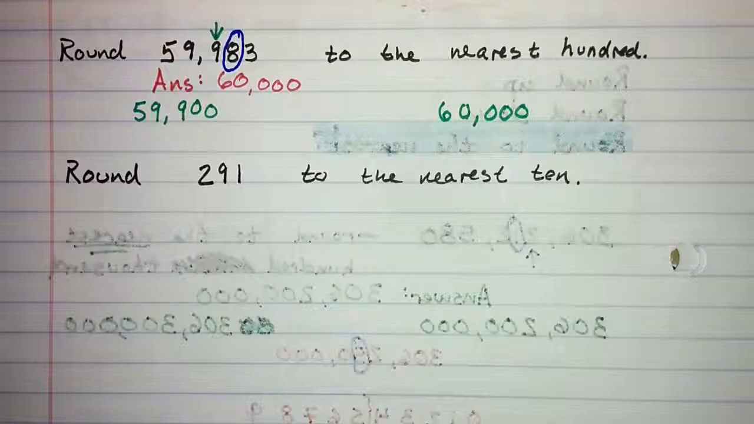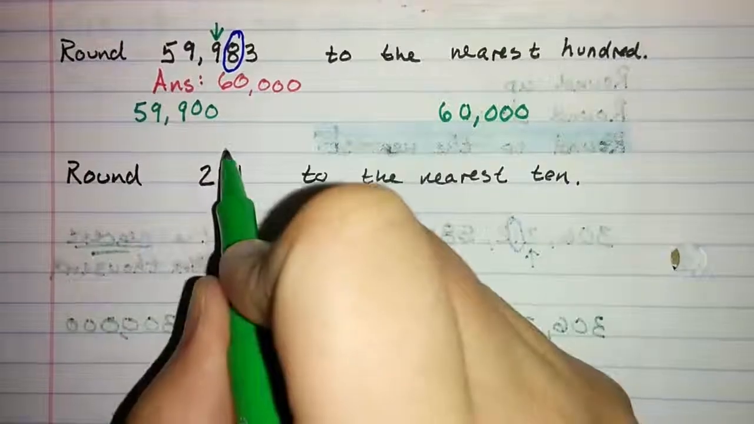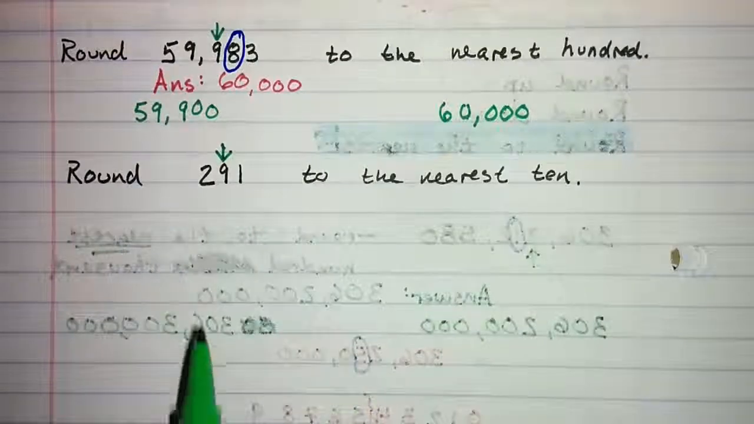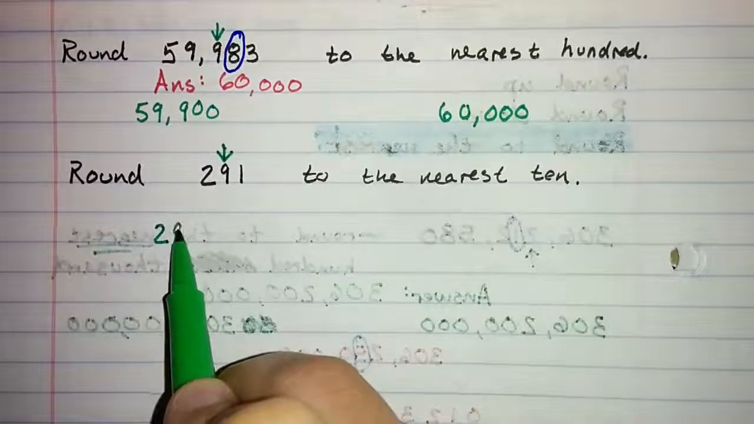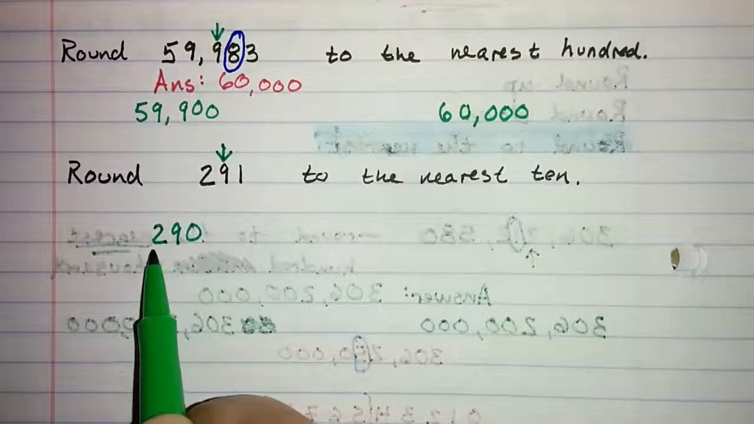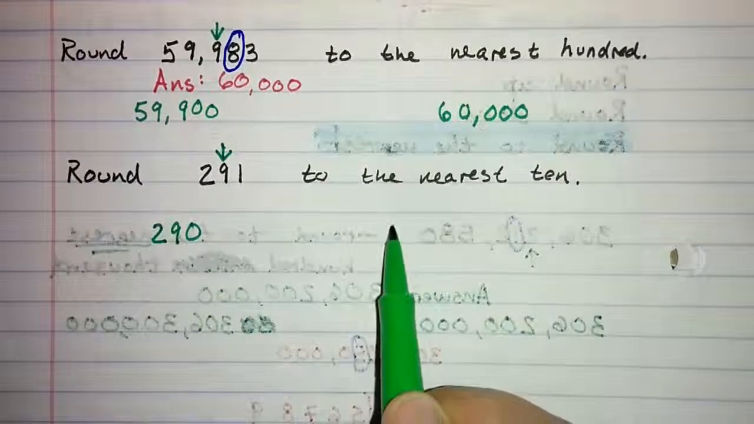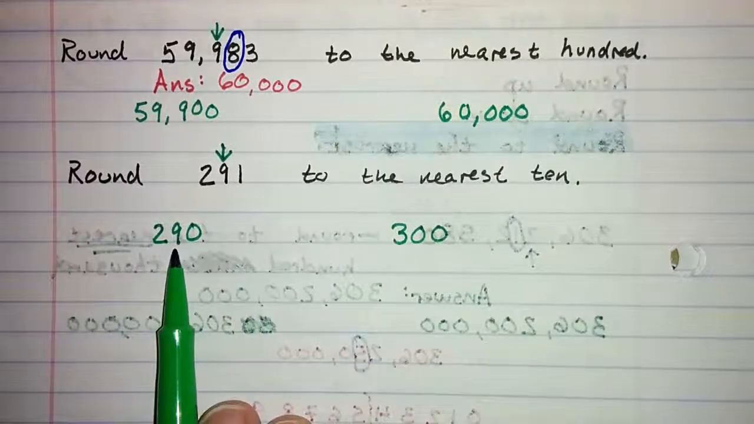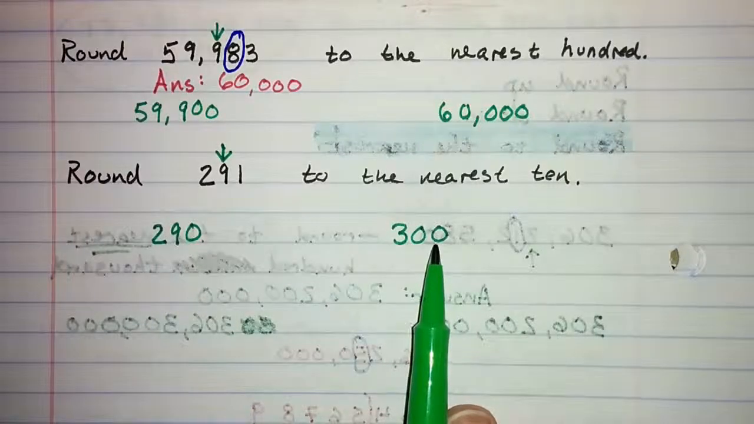Round 291 to the nearest 10. Pause the video and try this now. Okay, well again, first we locate the tens place. Here it is. So this number is between 290 and what's 10 more than that? After 29 comes 30. So this number is between 290 and 300.